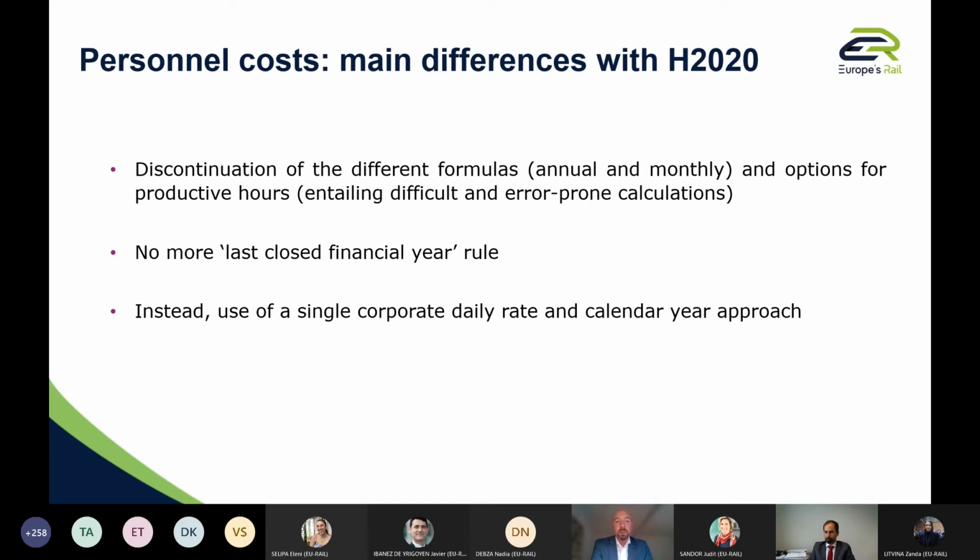So the intention under Horizon Europe was the discontinuation of the different formulas, complexity, and so on. So that's simplification also for the beneficiaries. There is no more last closed financial year, where it was quite complicated because you could have closed your financial year in June, in January, and so on. And instead, to use a single corporate daily rate and calendar year approach. Next slide, please.